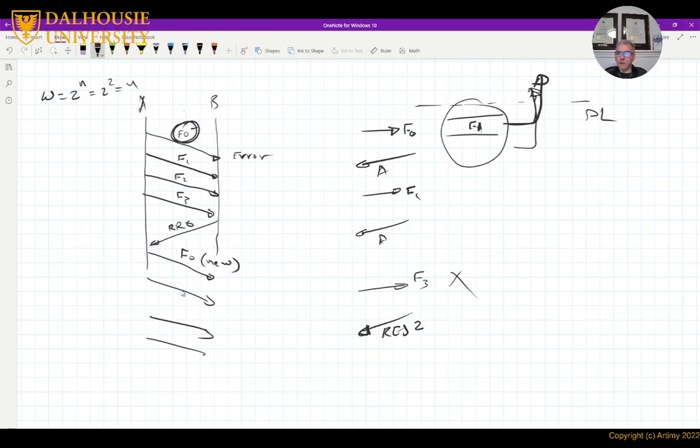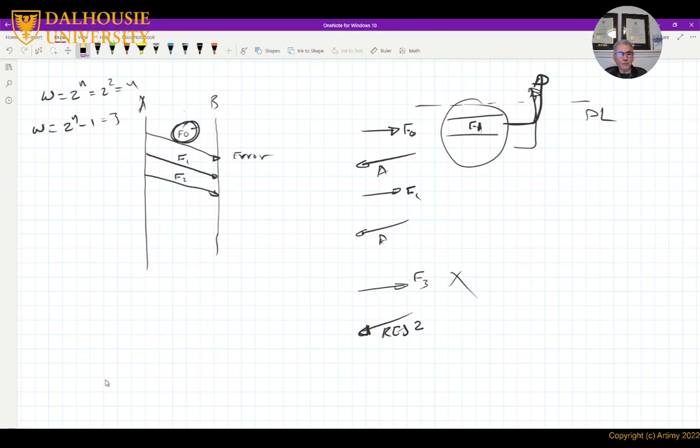To eliminate this confusion, we reduce the size of the window to 2 to the n minus 1. Okay, how does this solve the problem? Well, now the window size in this case becomes 3, not 4, which means that A is free to send up to 3 frames without an acknowledgement, not 4. So it sends F0, F1, F2, that's 3, right? And then it has to stop.